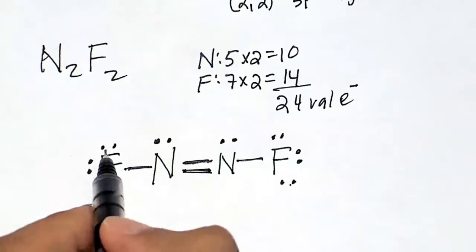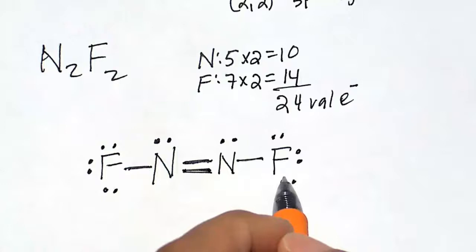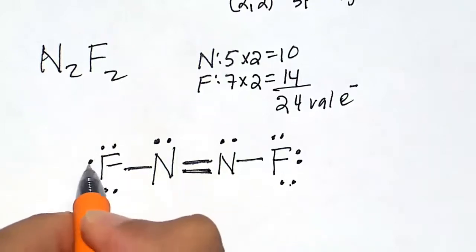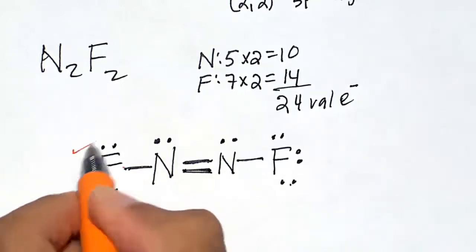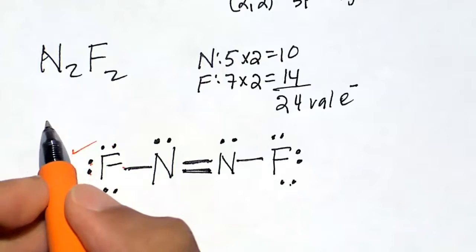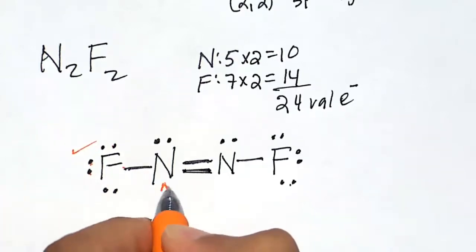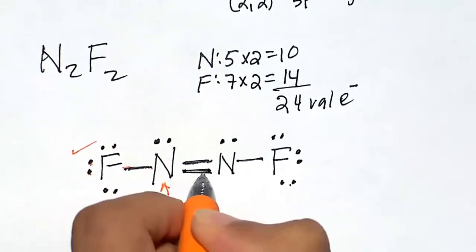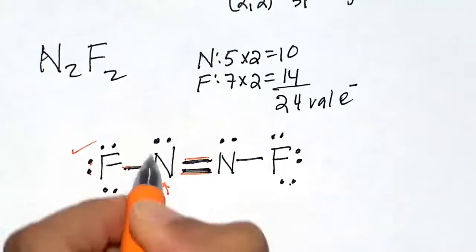Let's just do it for the fluorine here, realizing it's the same as that fluorine. 1, 2, 3, 4, 5, 6, 7, 8. Formal charge is going to be 0. Let's look at this nitrogen here, the formal charge. 1, 2, 3, 4, 5.